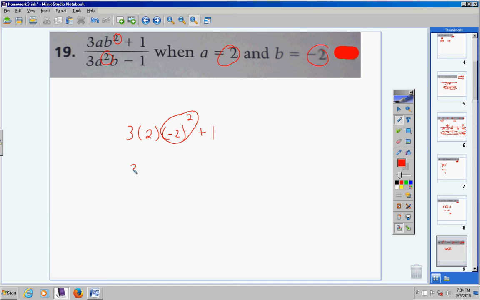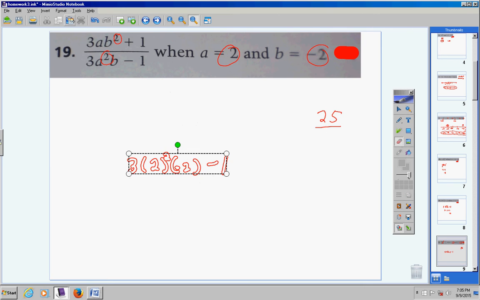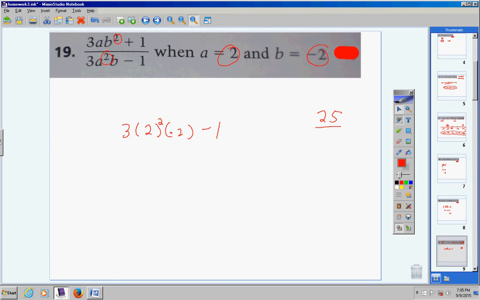So I have 3 times 2 times, okay, negative 2 squared is 4, and then positive 1. Now I have 3 times 2 times 4, that's 24, plus 1 is 25. So there, now I know the top part of my fraction, 25. Now, let's focus all of our attention to the bottom of the fraction, the denominator, and here it is. Do your exponents first.